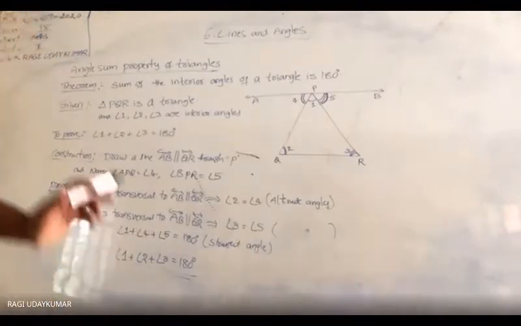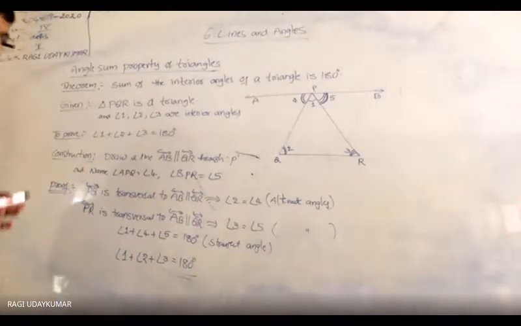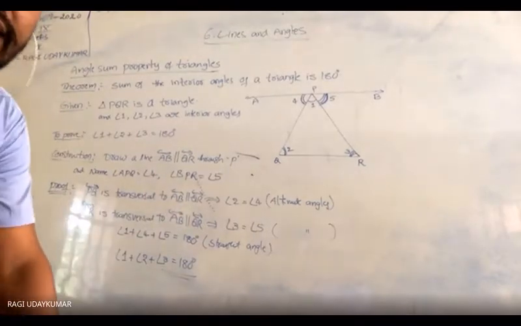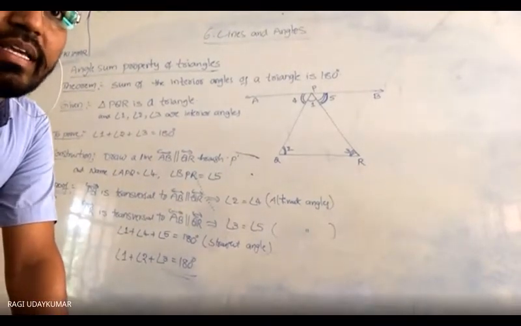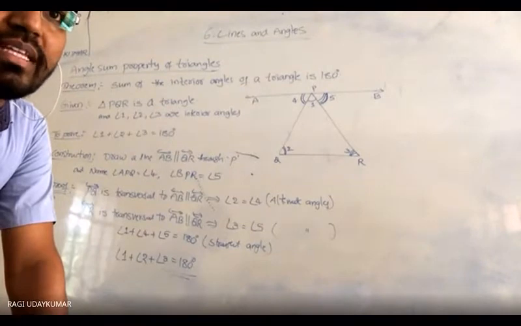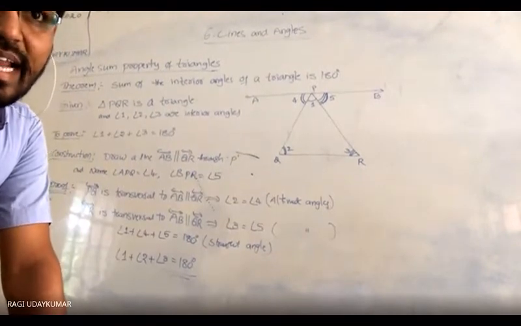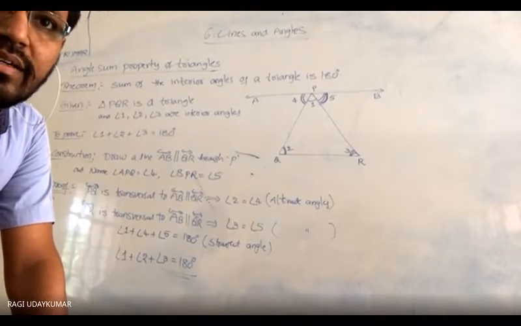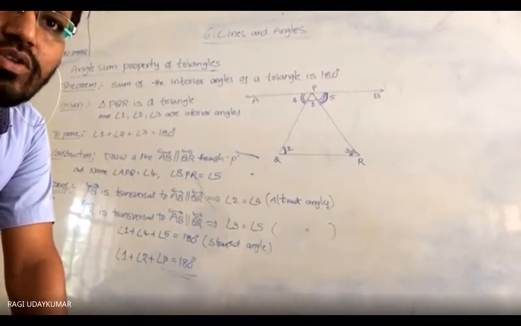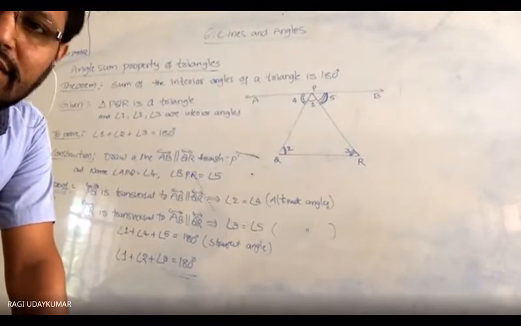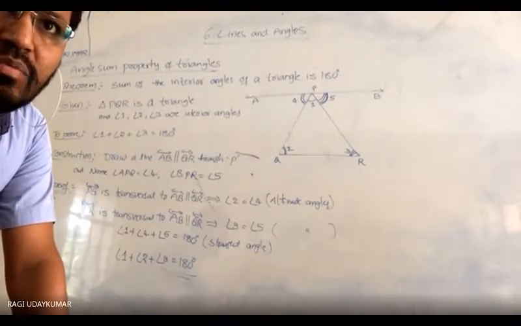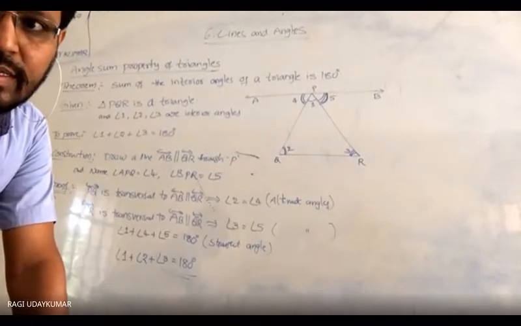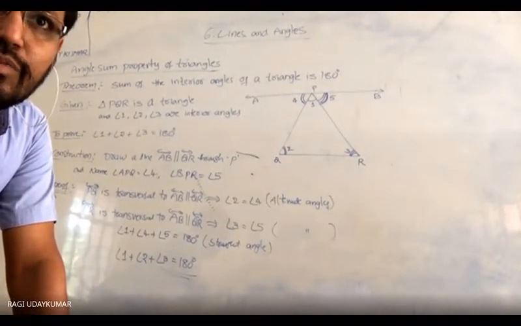Okay. So this is called angle sum property. Next thing is exterior angle property. Here most of the students will get confused about which angle is called the exterior angle. Interior angle is nothing but the angle taken inside. But exterior angle is nothing but when a line is produced.